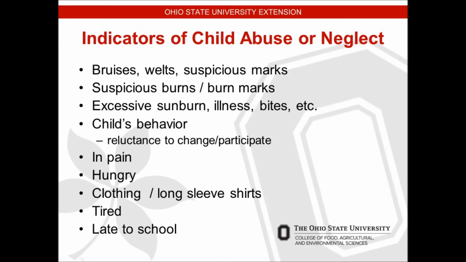Indicators of child abuse or neglect. If a child is wearing long sleeves, they may be trying to cover up marks or bruises they received from abuse. A child may be reluctant to change their clothes in gym because someone may see marks or injuries they have obtained during abuse. They may not participate in activities because they may be hurt due to injuries from abuse. Chronic hunger, tiredness, or chronically being late to school could be signs of neglect.